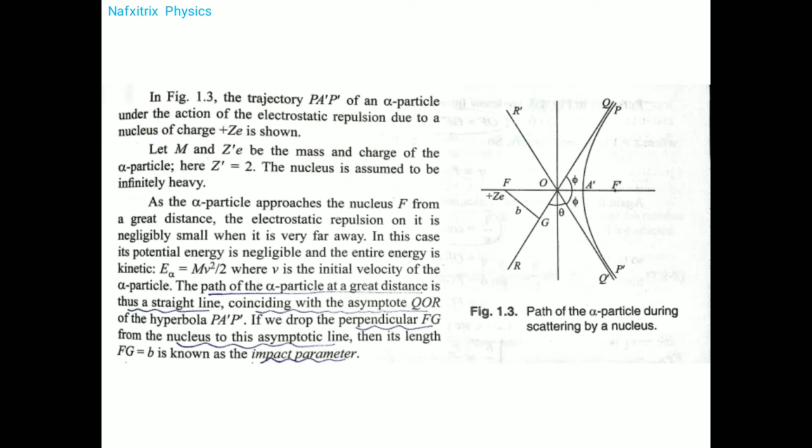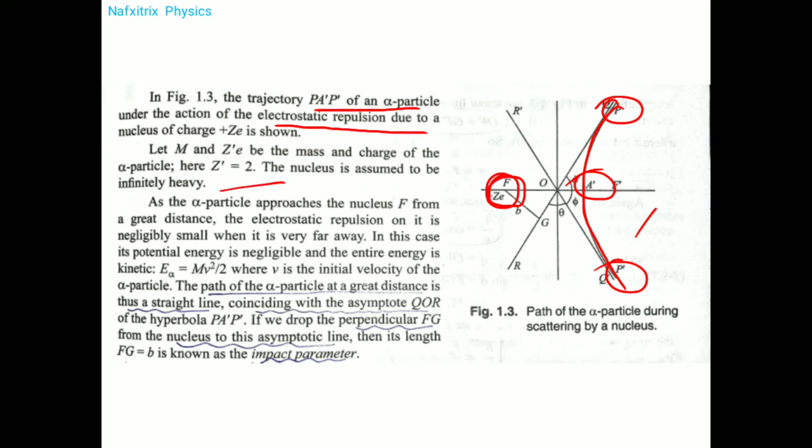In this figure, the trajectory P A' P' of the alpha particle under the action of the electrostatic repulsion force is shown. This is the path followed by the alpha particle, and the nucleus is located here. The alpha particle is coming here. Let m and Z'e be the mass and charge of the alpha particle.